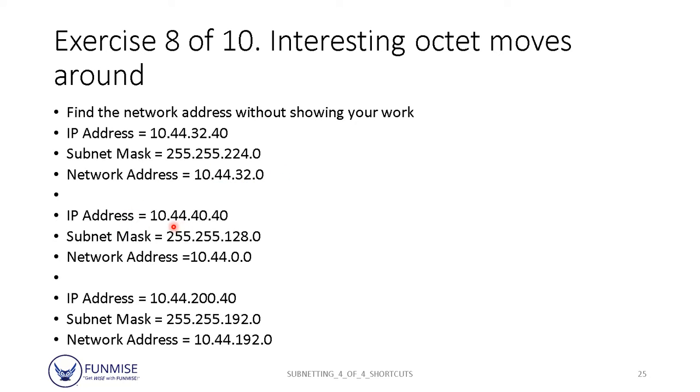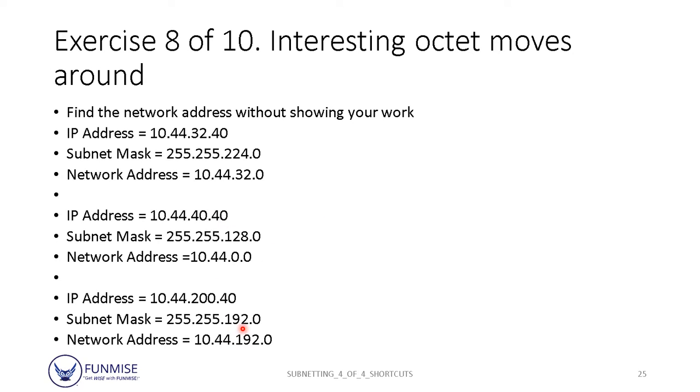Here in this example, we're at 10.44.40.40. The subnet mask is 255.255.128.0. So 256 minus 128 would equal a block size of 128. So then we go 0, 128, and then we'd be done. So this one would fall within 10.44.0.0 as the network.